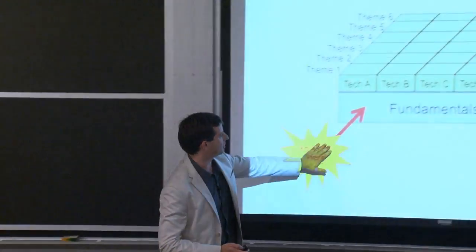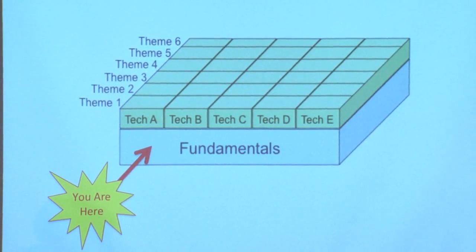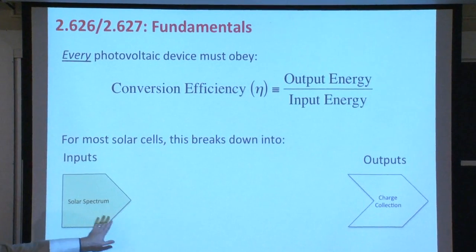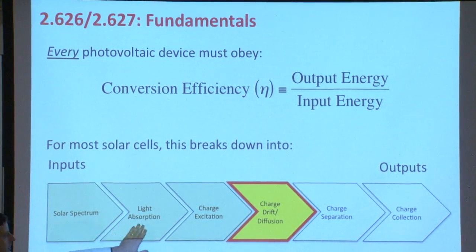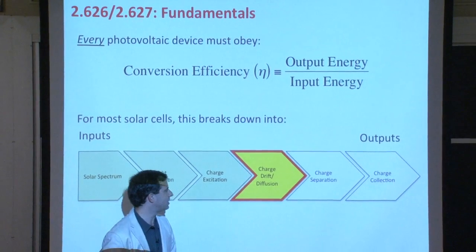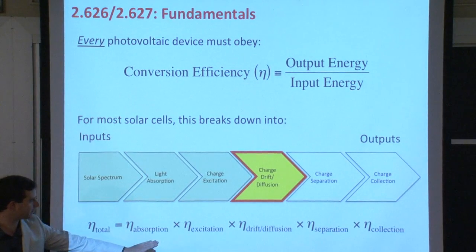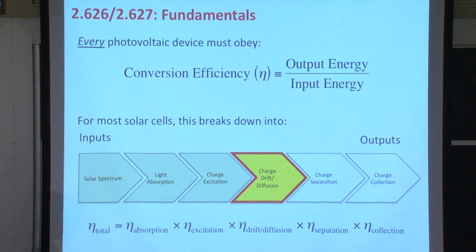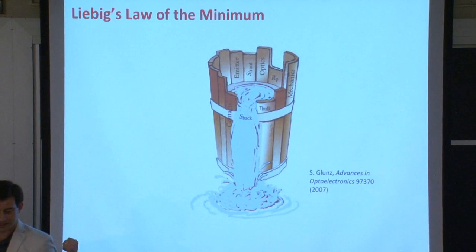To remind everybody, you're here in the fundamentals. We'll be getting to the technologies and cross-cutting themes after we have a good, solid understanding of how a solar cell works. The conversion efficiency is the output energy versus the input. We have our inputs in the solar spectrum, the outputs in charge collection, and we've been steadily making progress down toward the outputs. We discussed the solar spectrum, then light absorption, then charge excitation, and finally now we're on to charge drift and diffusion. So we have the total solar cell efficiency as a product of all the individual processes, and any one of these processes can kill the efficiency of the device. That's why it's important to think about your device like so.